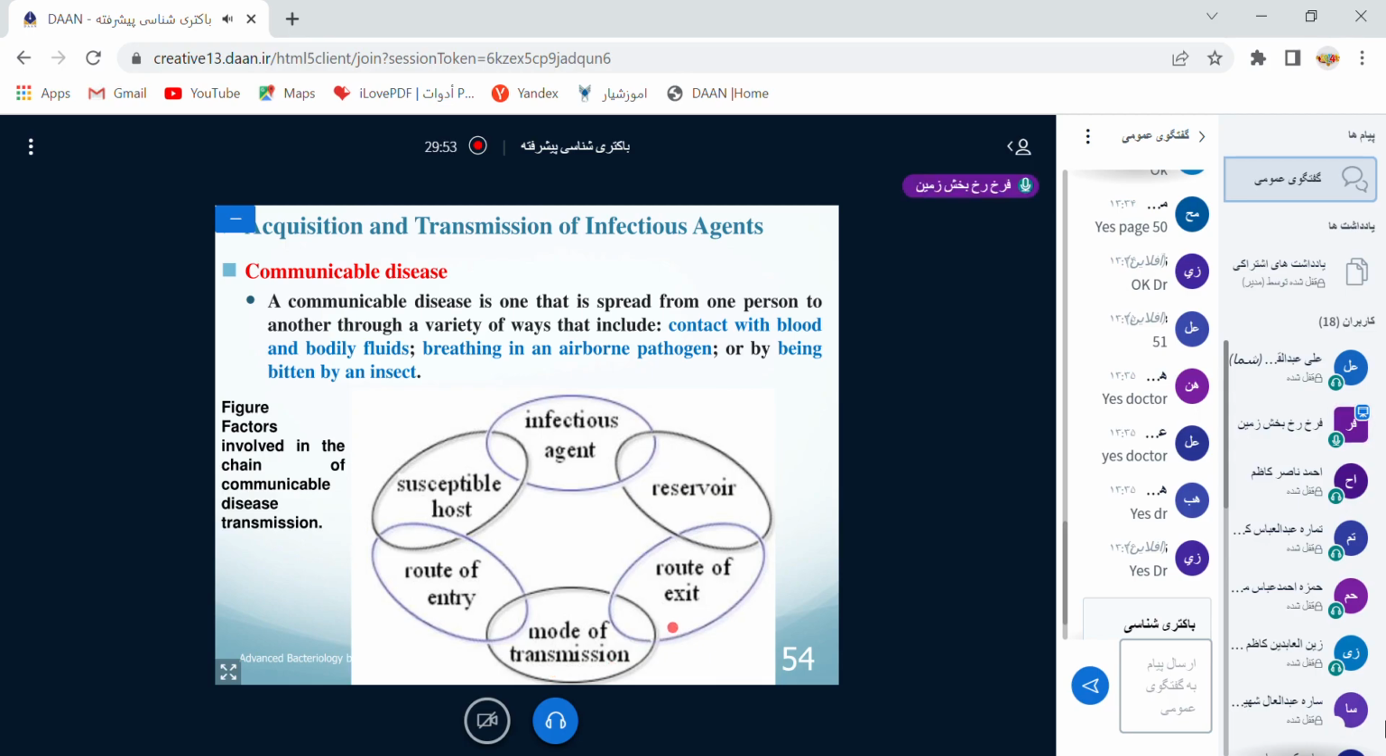And when it infects one person, it should find a route of exit to go out and transmit to another susceptible host. So the factors involved in the chain of communicable disease transmission are: reservoir, infectious agent, susceptible host, route of entry, mode of transmission, and route of exit.